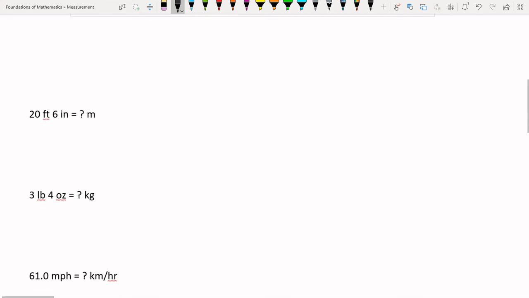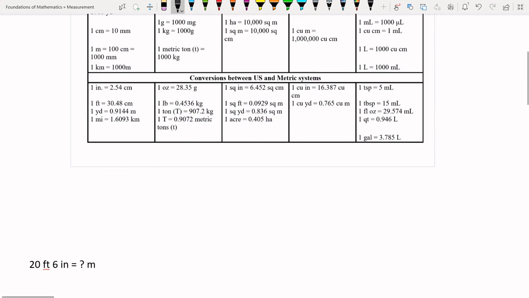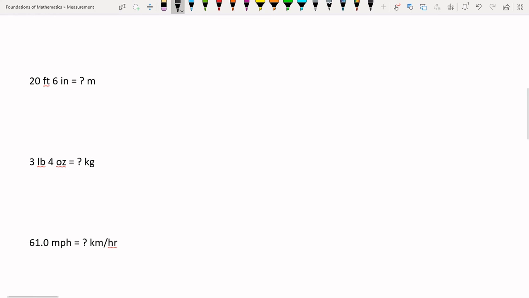First off, 20 foot 6 inches into meters. We need to change this to either completely inches or completely feet, and then convert it to meters. Between the two conversions, we have inch to centimeter, foot to centimeter, yard to meter, and mile to kilometer. It seems probably the best way is going to be going from inch to centimeter. Probably be the fastest way.